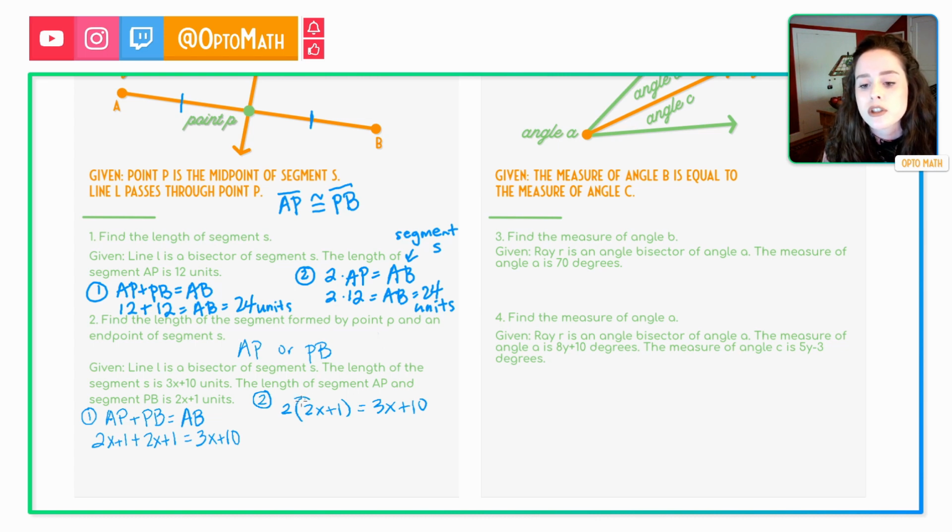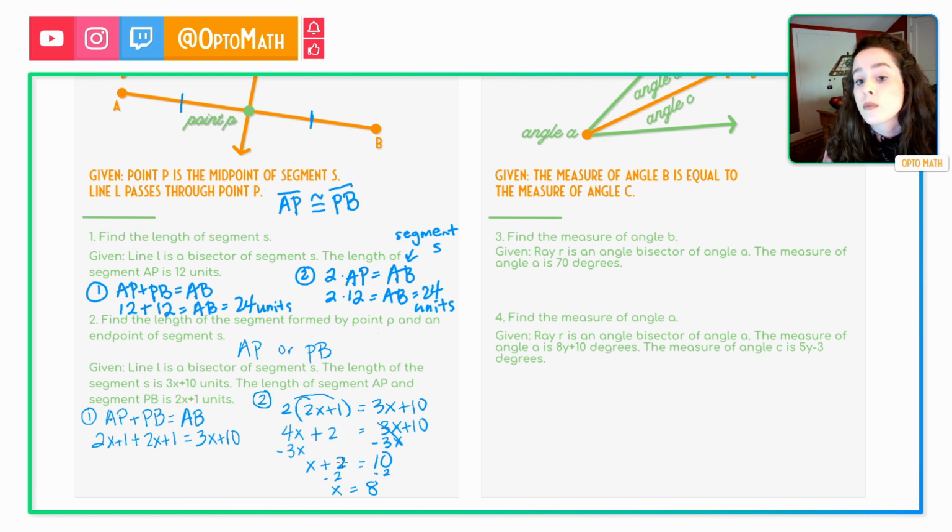We're going to distribute our 2. So 2 times 2x is 4x. 2 times 1 is 2. And that equals 3x plus 10. Let's maybe subtract 3x. That will be a 0 when we subtract 3x from both sides. 4x minus 3x is 1x. We still are adding 2 on the left-hand side of the equation, and we're equaling 10. One more step to find x, subtract 2 from both sides. And x is 8.